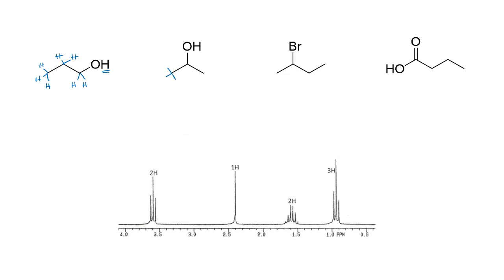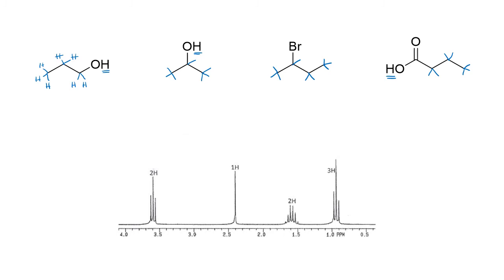We have 1, 2, 3. We have a single one there, 1, 2, 3, and then of course the one attached to the oxygen. On our third structure, we have 1, 2, 3, 1 there, 2 here, and 3 there. In our fourth structure, we have the 1 on the oxygen, 2, 2, and 3.